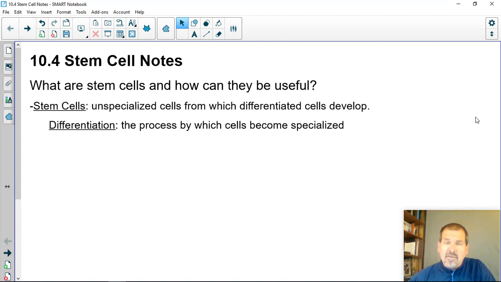There's our definition of what a stem cell is. These are cells that are unspecialized, and they are unspecialized cells from which differentiated cells can develop. Well, what does differentiation mean? Differentiation is just the process by which cells become specialized. All right, so what does this mean?